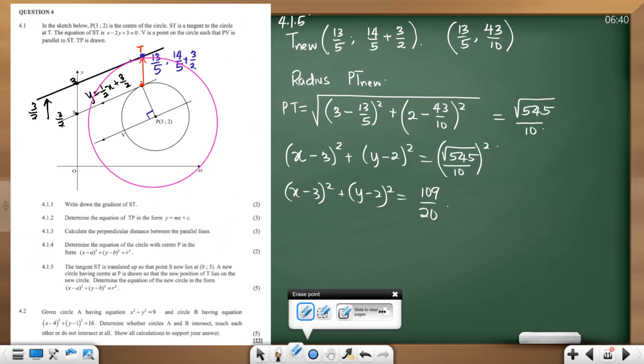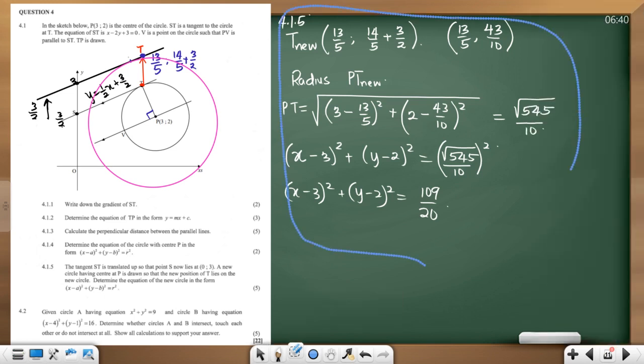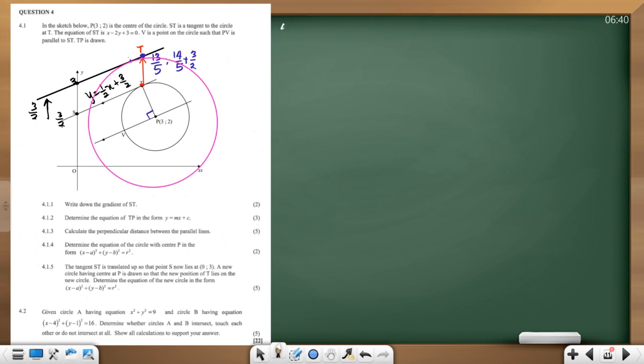4.2. Given circle A having x squared plus y squared equals 9. Oh, it's a different question completely. Circle A, x squared plus y squared equals 9, means this circle has its center at the origin. Okay, it's not connected at all.